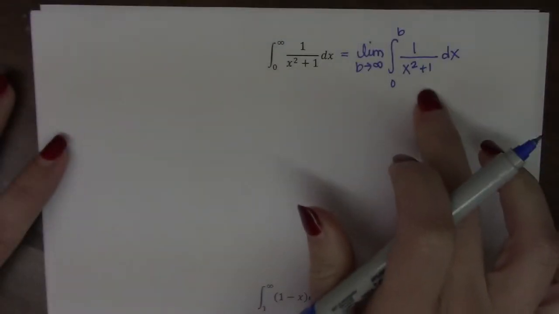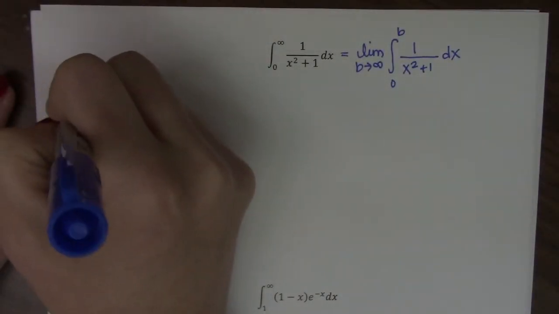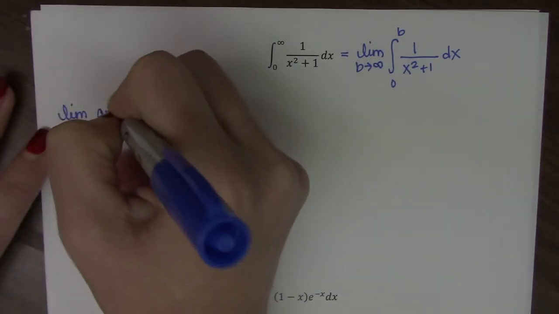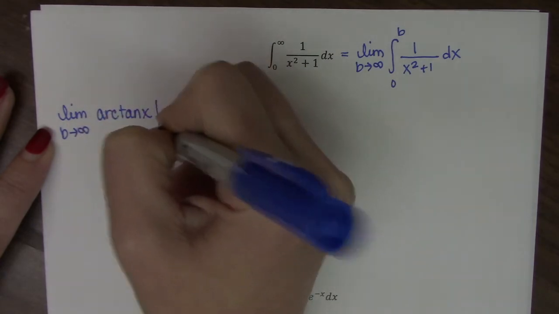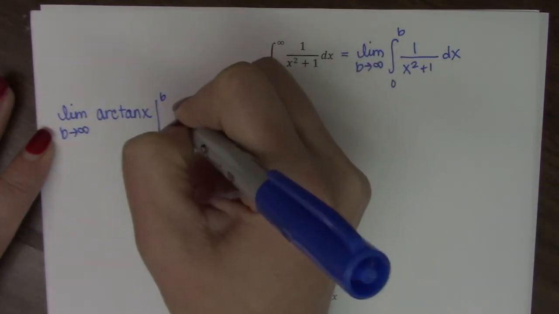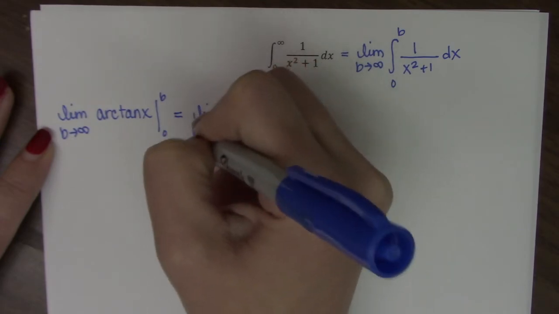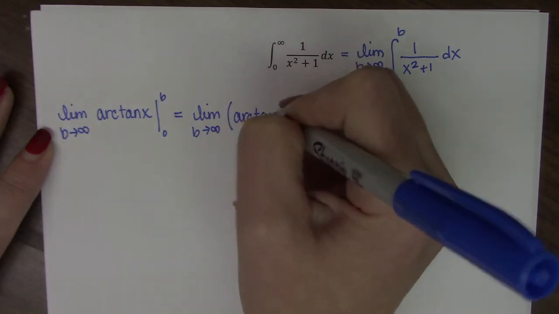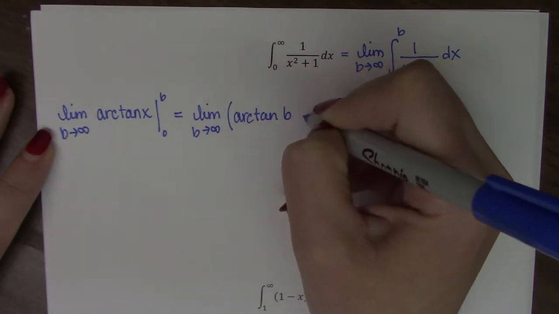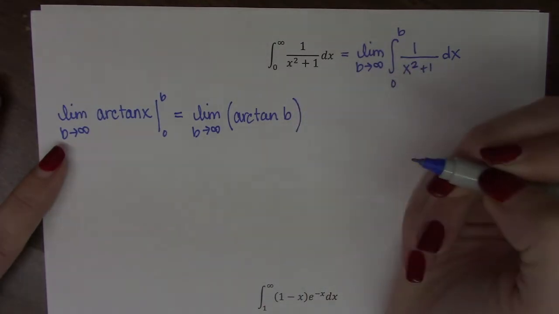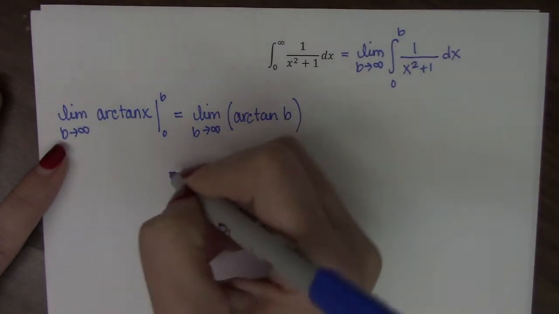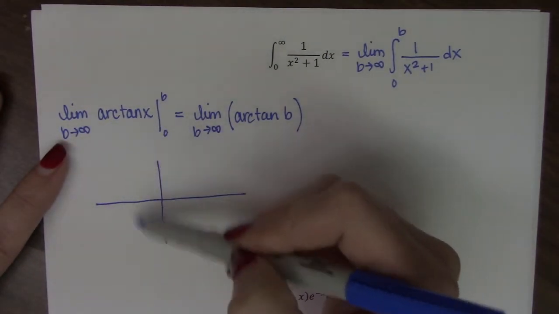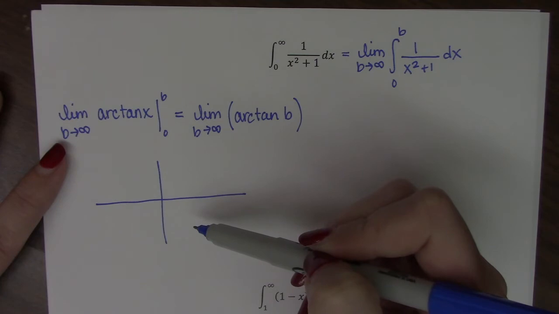Since the antiderivative of this is arctan, we need to evaluate the limit as b goes to infinity of arctan of x from 0 to b. So this will be the limit as b goes to infinity of arctan of b minus arctan of 0, but arctan of 0 is just 0. This is tricky because a lot of people don't remember what this graph looks like. But tangent of x has vertical asymptotes at pi over 2 and negative pi over 2.